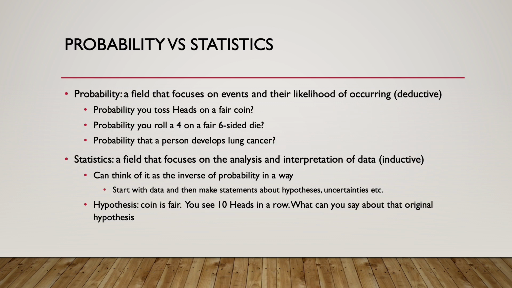So I want to start by defining what is probability and what is statistics. I think these two fields are commonly mistaken and confused, and so I just wanted to start off by giving a definition. Probability is something that you've come across probably hundreds of times in your life, whether you've actually taken a probability theory class or not. Formally, it is a field that focuses on events and their likelihoods of occurring. And so overall it's a very deductive field.